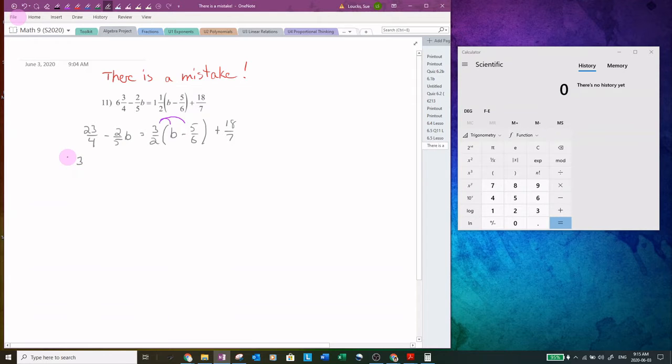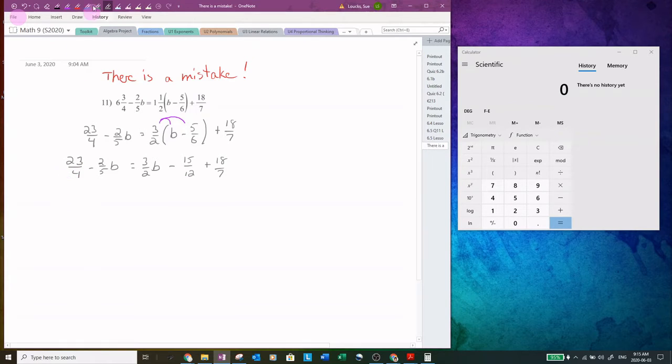So I've got 23 over 4 minus 2 over 5b equals 3 over 2b minus 15 over 12 plus 18 over 7. And now, since I've got two constant terms on the right and only one on the left, it makes more sense to me to move this constant over to the right.